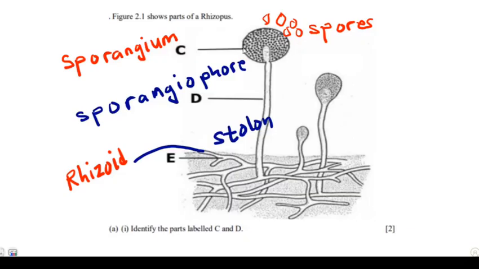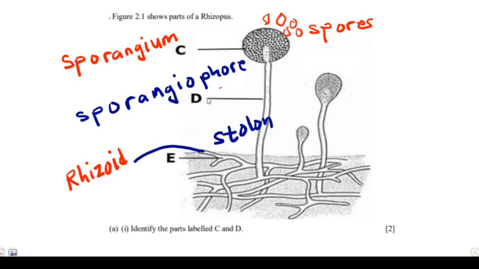In terms of the functions, the stolons anchor the fungus to the surface of the bread, and they help it to spread. The stolons grow horizontally. Then from there we have the rhizoids. The rhizoids anchor the fungus to the bread and absorb water and nutrients. In short, they are able to produce digestive enzymes.